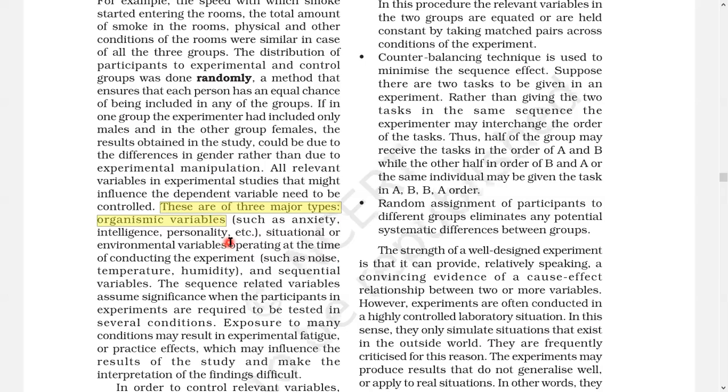The other relevant variables are like organismic variables. What are the organismic variables? Like an organism: anxiety can be a variable, intelligence can be, personality, and situational or environmental variables operating at the time of conducting the experiment. Environmental variables can be noise, temperature, humidity. Okay. And sequential variables. The sequential variables, the sequence-related variables, assume significance when the participants in the experiments are required to be tested in several conditions.